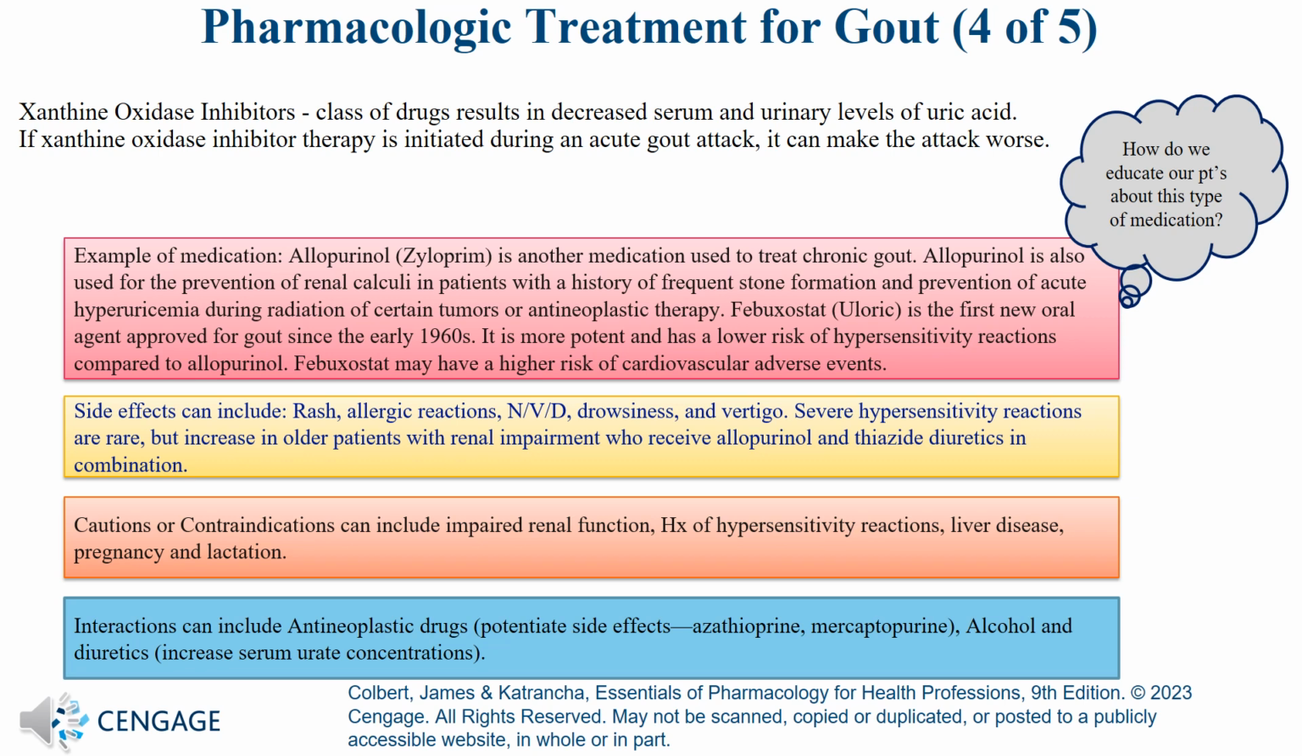Allopurinol is used for the prevention of renal stones in patients with a history of frequent stone formation, and prevention of acute hyperuricemia during radiation of certain tumors, or anti-neoplastic therapy.